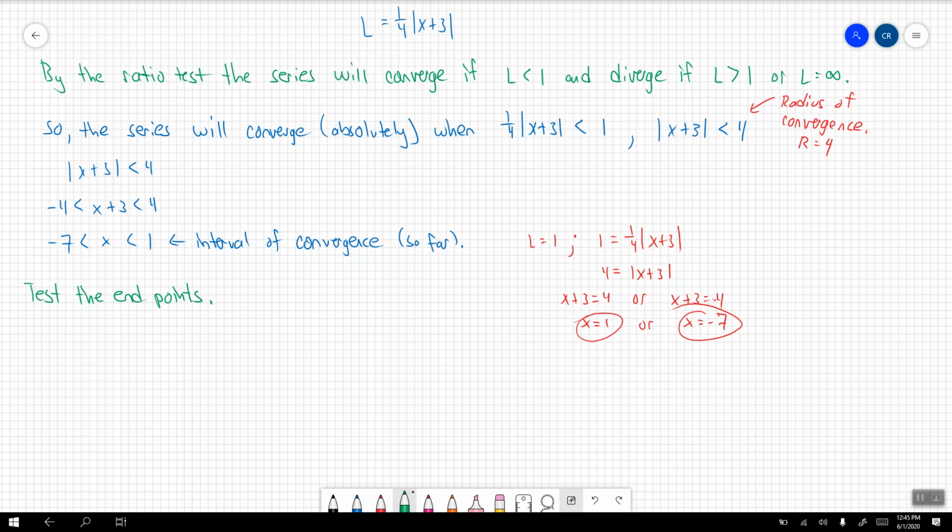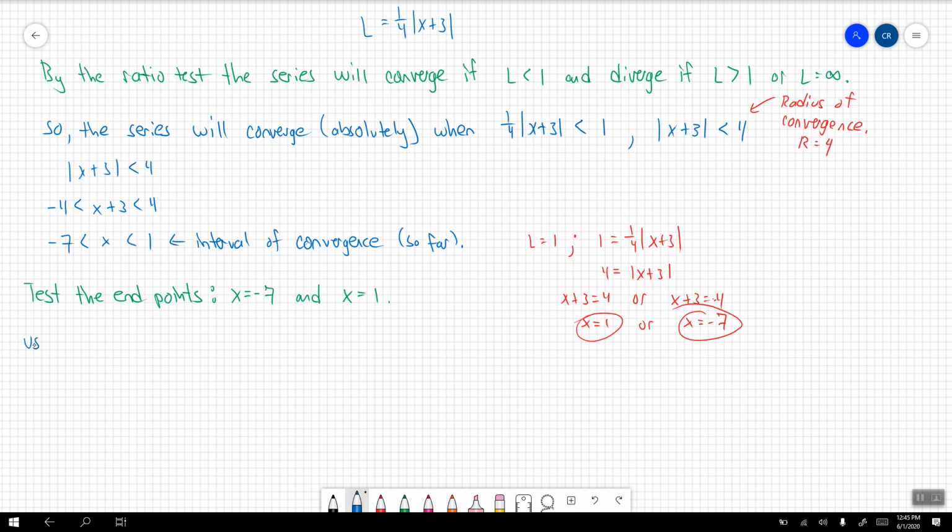All right, and the endpoints that we have here are going to be when x is equal to negative 7 and when x is equal to 1. Those are the two endpoints that we need to test. All right, so here we go.